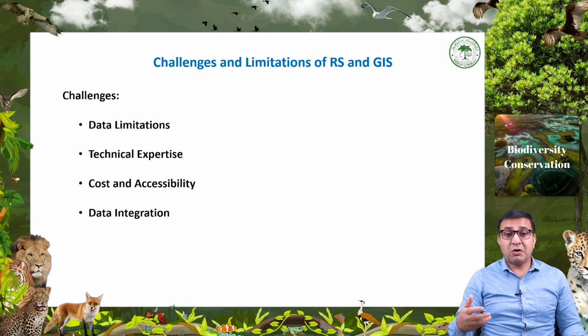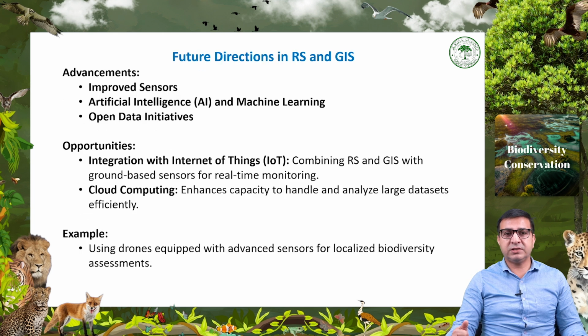Another is cost. High-resolution satellite data and advanced GIS software can be expensive, which limits their use by smaller organizations or in low-income regions. Another is data integration. Combining datasets from different sources can be difficult due to differences in formats, resolutions, and scales. So these are some of the limitations of using RS and GIS technologies in biodiversity conservation.